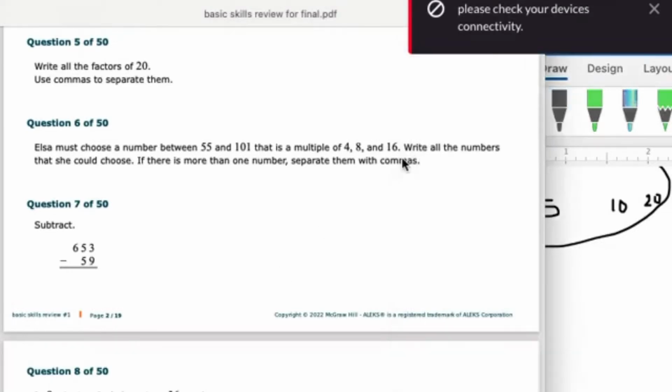Okay. Elsa must choose a number. Kira? Yes. Those are answers. Okay.